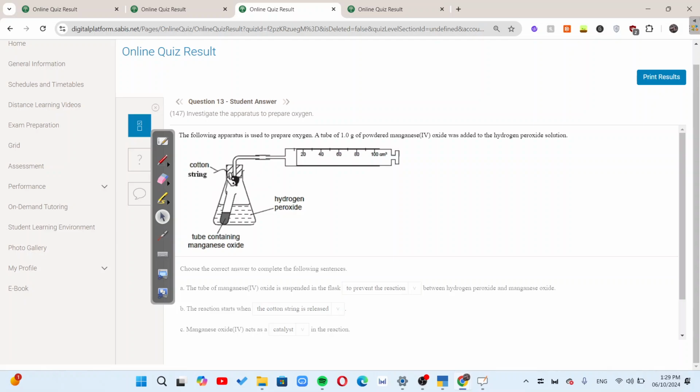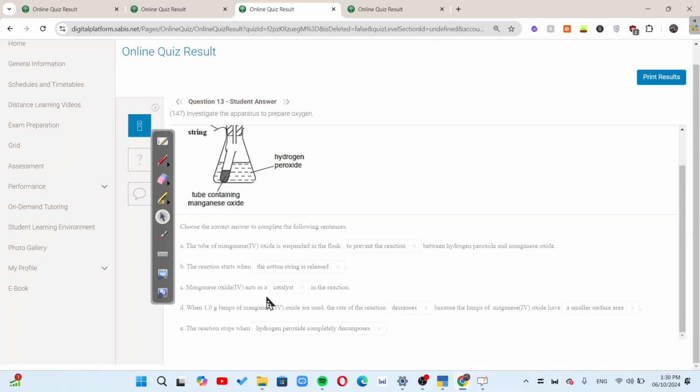And since there's a stopper here, first of all, you know that your reaction has started because you released the string. When you release the string, you start your timer. The stopper is there so you don't get burnt when it splashes. So that's why the reaction is prevented from starting by having it suspended in the flask. The reaction starts when you release the cotton string. Magnesium oxide acts as a catalyst. We know it's a catalyst because we're doing the rate, and also because it's one of the experiments you have to memorize.